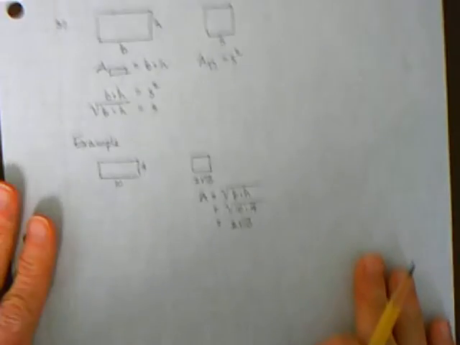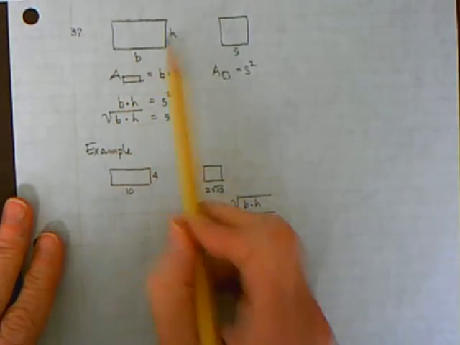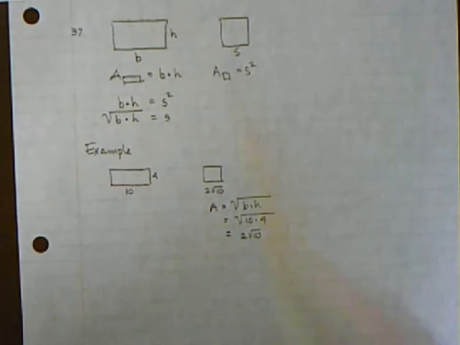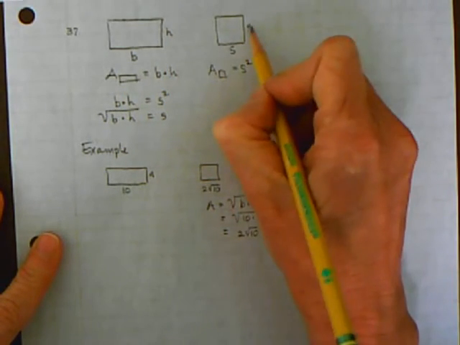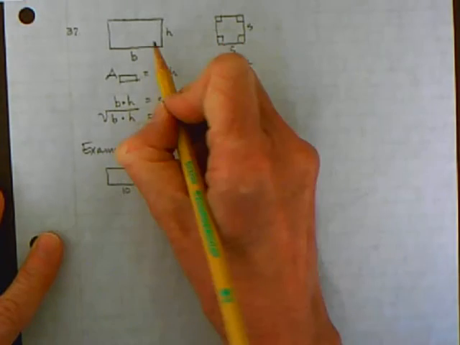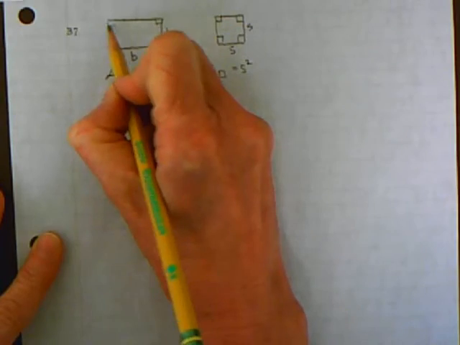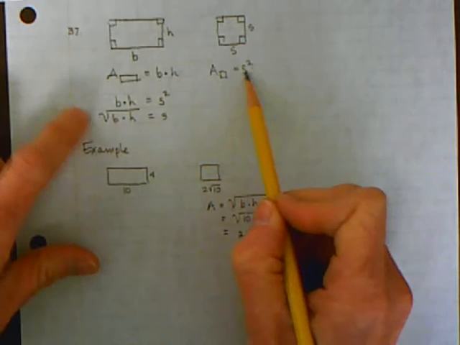This is a problem we did in class. I'll go over this one pretty fast. I have a rectangle. It's got a base and a height, and I have a square. And, you know, really, for me to be good, I should have put in all these little right angles so that we know we've got a rectangle here and a square here. So the area of the rectangle is base times height. The area of the square is side squared.